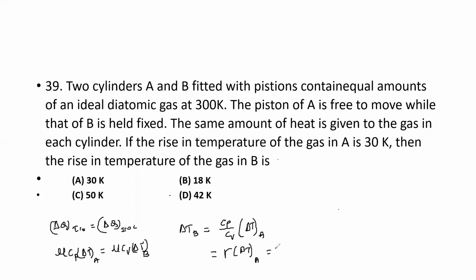So what is the gamma value? Gamma value is 1.4, so it is 1.4 into delta T A value, which is given as 30. So 30 into 1.4 is nothing but what? 42 Kelvin. That is option, which is correct here. Option D is the right one. Okay, option D is the correct answer. Next.